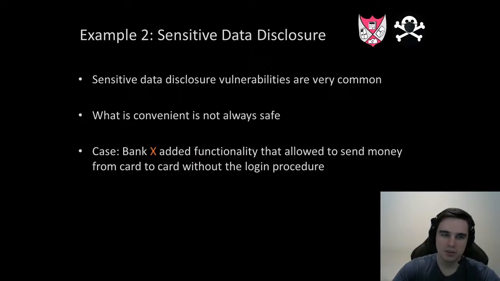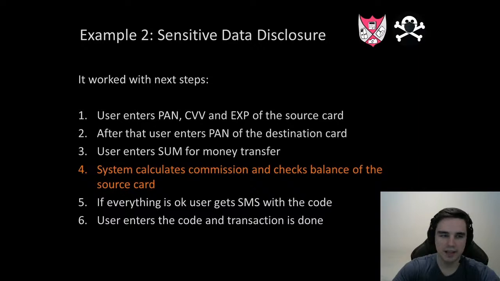It looked like this. The user first enters information about the source card, their own card, and after that enters the information about the destination card, which is only the PAN. In the first step, we enter the PAN, CVV, and expiry date. In the second, only the PAN. In the third step, the user enters the amount of money for transfer.